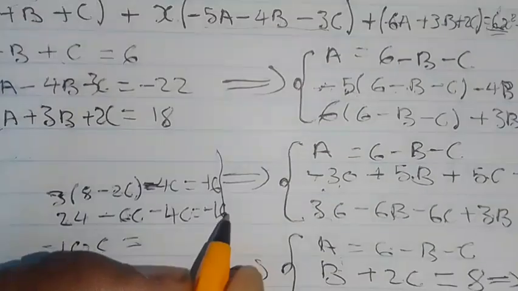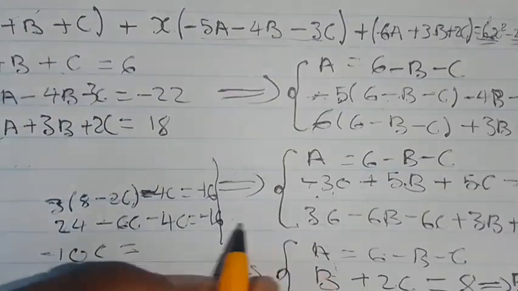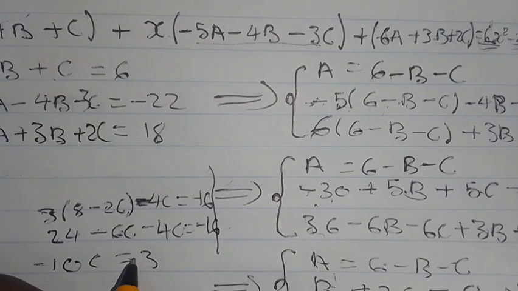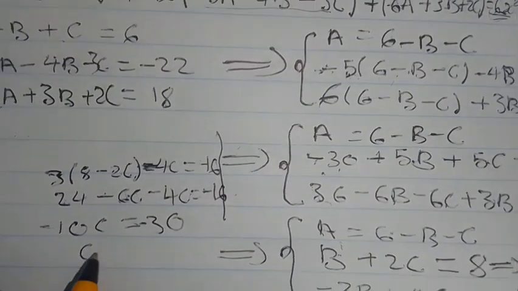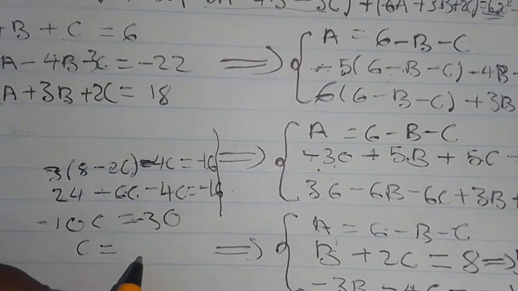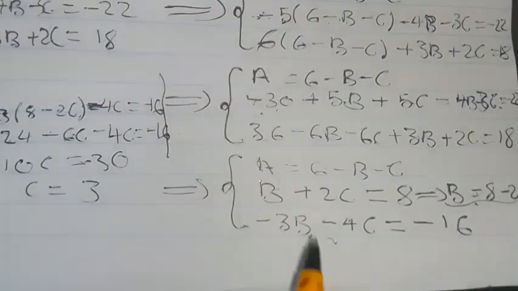And you take the constant to the other side. You have minus 16 minus 24. What's minus 16 minus 24? It's going to be minus 30. Then c equals minus 30 divided by minus 10, which gives you 3.